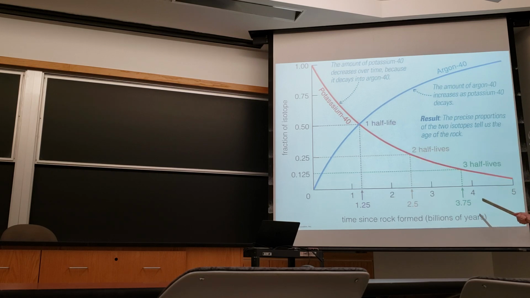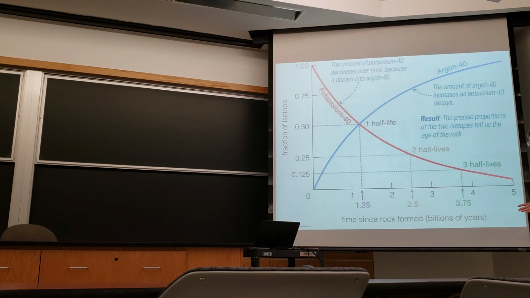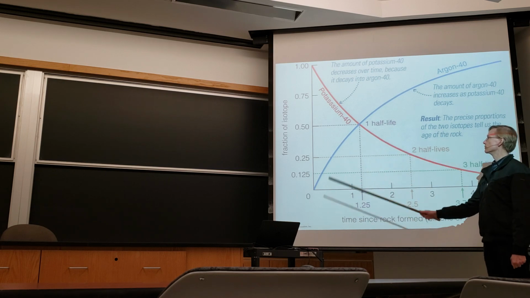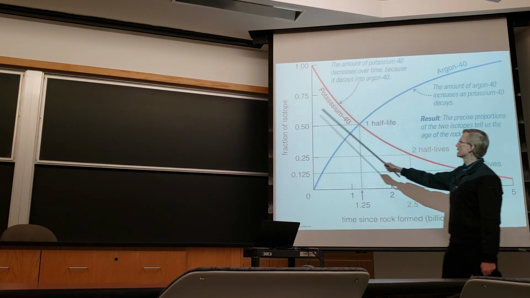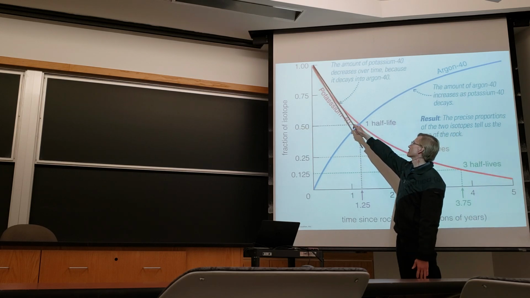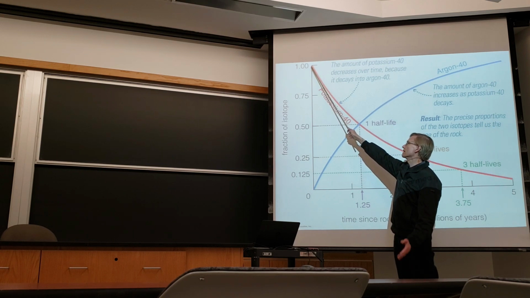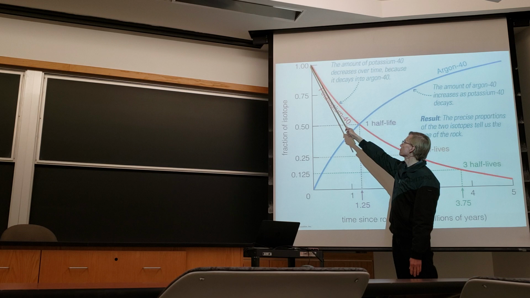Other radioactive decay schemes are trickier. You can still use them, but they're trickier because you have to have some way of estimating how much of the daughter products, the results of the decay, was in the rock to start with. But in this case, you can assume that all the argon 40 trapped in the rock was due to the decay of potassium 40. And so here we have fraction of isotope. 100% of the isotope potassium 40 of the original sample will certainly be there when the rock solidifies. That's when we're starting the clock, so to speak.